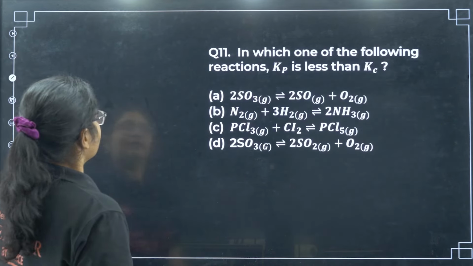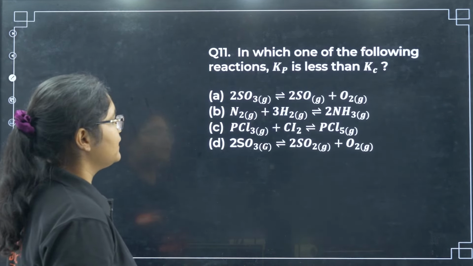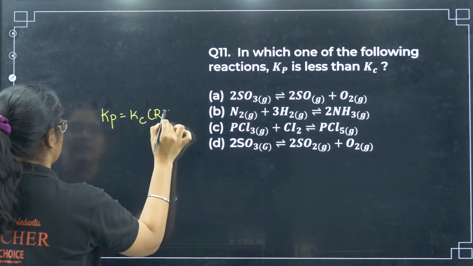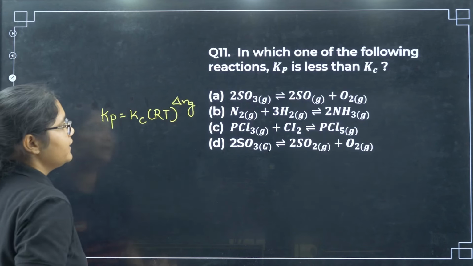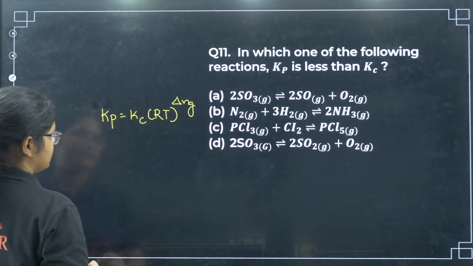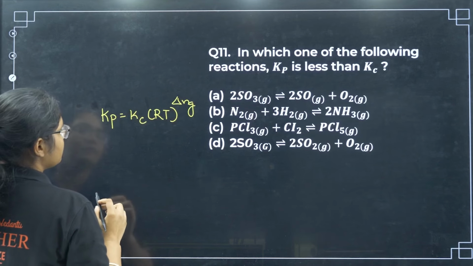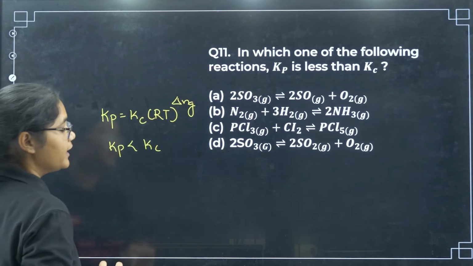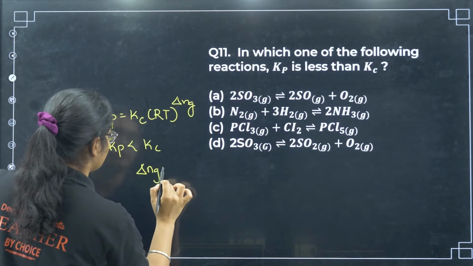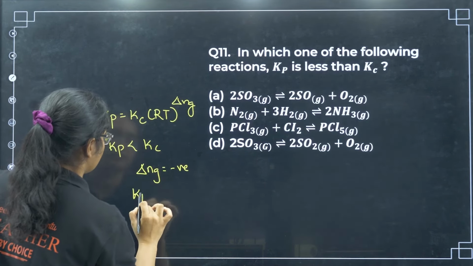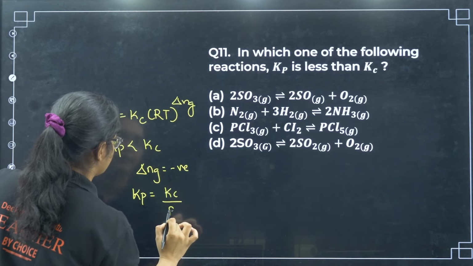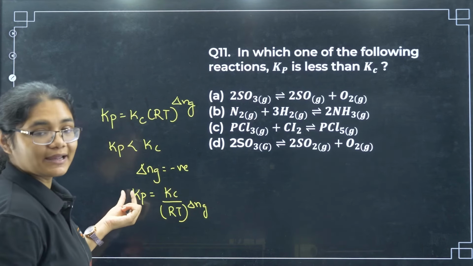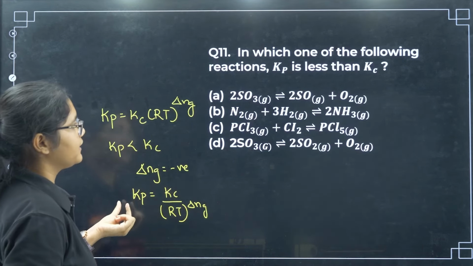Next, in which one of the following Kp is less than Kc? So if you remember, Kp is equal to Kc into RT to the power of delta Ng, right? Now if Kp will be less than Kc, that means what? Kp will be less than Kc. For that reason we need delta Ng to be negative. If delta Ng will be negative, then what I can write? Kp will be equal to Kc by RT. That means when you divide a number from Kc, you are getting a number Kp, right? So Kc is greater than Kp.